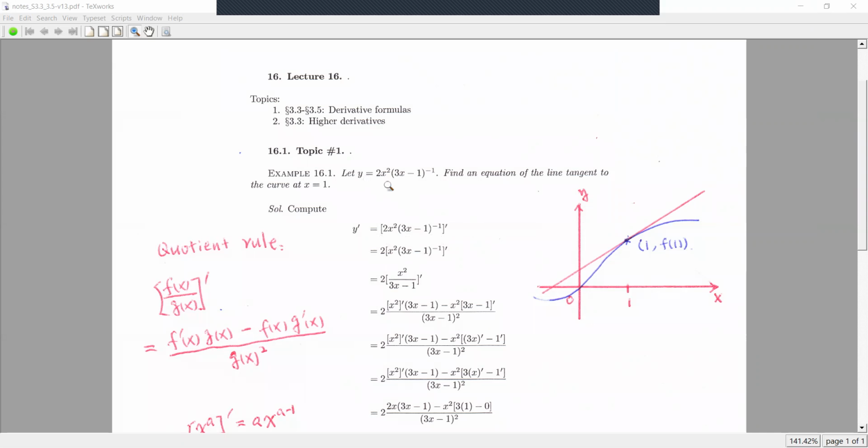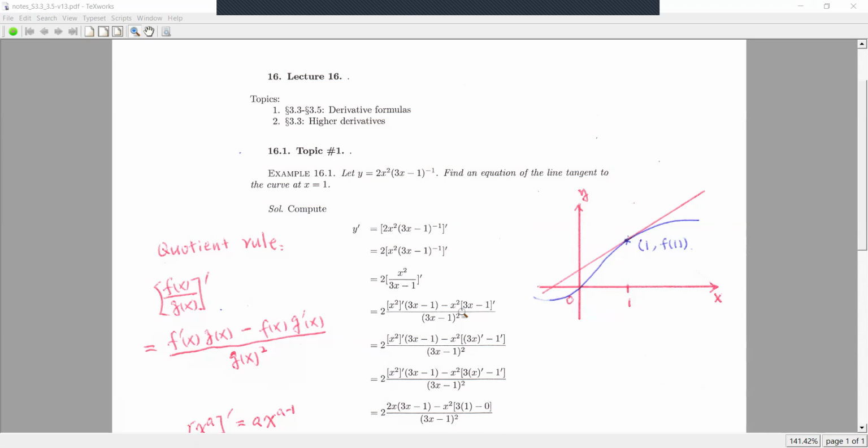Take the derivative of the function. Move the constant 2 outside the derivative. Then we have this equation. The function under the derivative seems to be a product, but actually it is a quotient because the power is negative. To compute the derivative of this quotient, we apply the quotient rule. Then we have this equation.